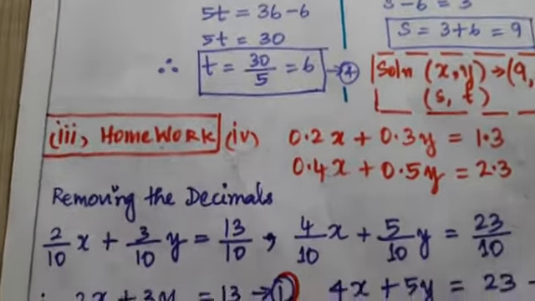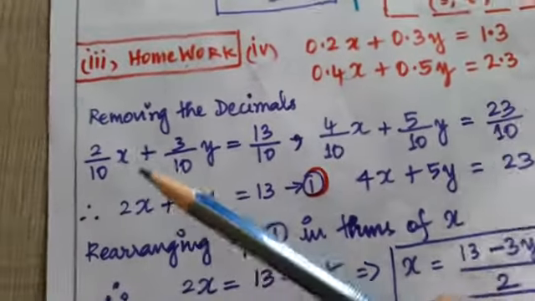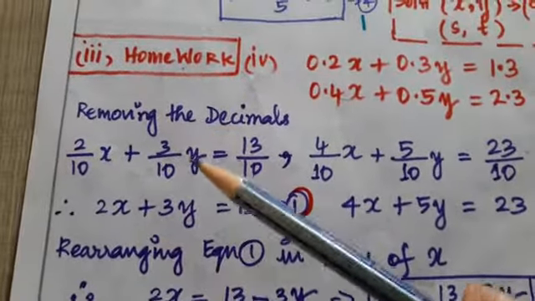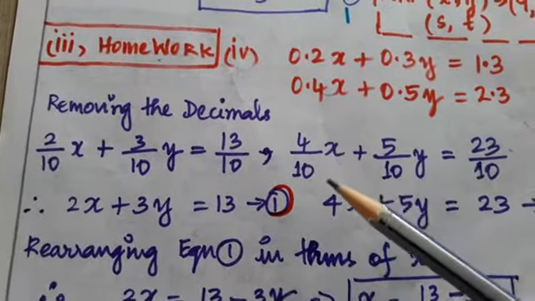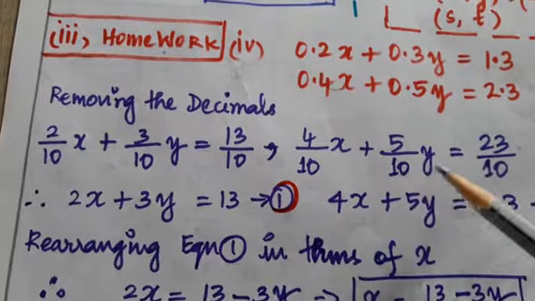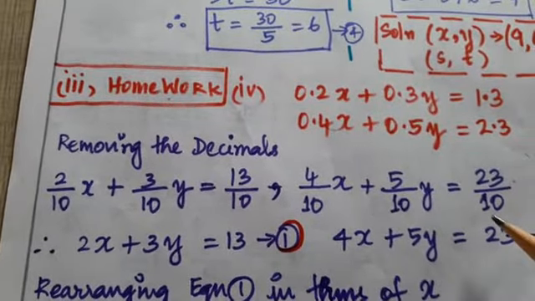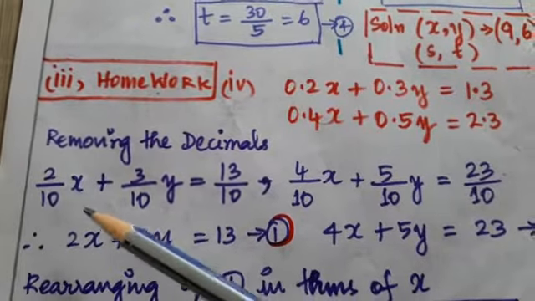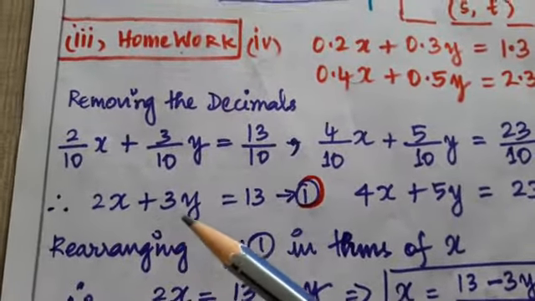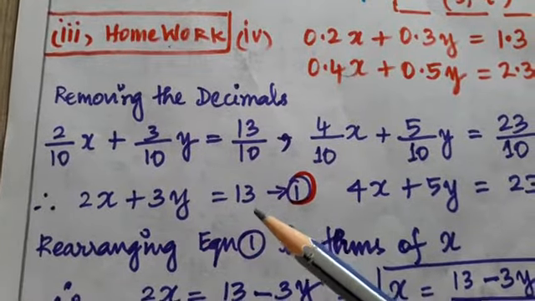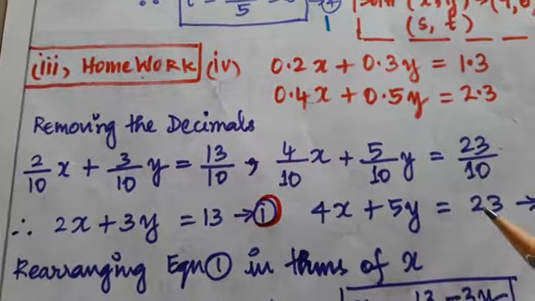First you remove the decimal from that one. So what can we write? 2 upon 10 x plus 3 upon 10 y equal to 13 upon 10. Second equation, 4 upon 10 x plus 5 upon 10 y equal to 23 upon 10. Clear? Then 10 on both sides, it will get cancelled. So your equation will become 2x plus 3y equal to 13. And the second equation will become 4x plus 5y equal to 23.